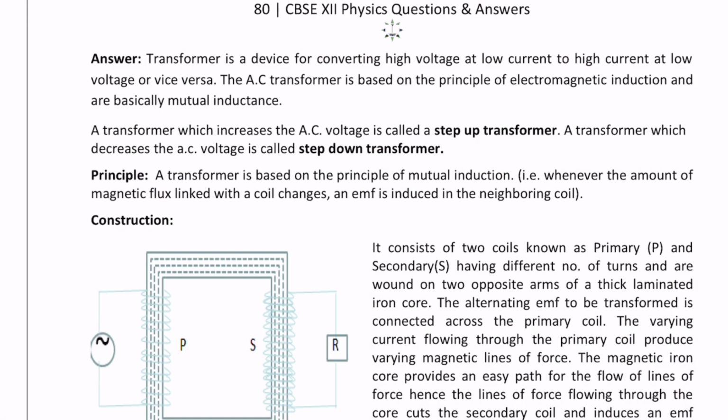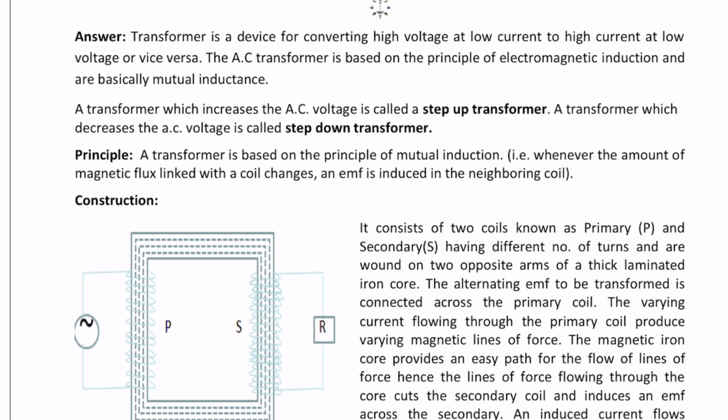A transformer is based on the principle of mutual induction. When an alternating voltage is applied to the primary, it produces a magnetic field. The magnetic lines of force pass through the core, a high permeability material. What is permeability? The degree of allowance given to the passage of magnetic lines of force is called permeability. In a ferromagnetic material, these lines of force will cut the plane of the secondary coil, varying in nature because it is AC.